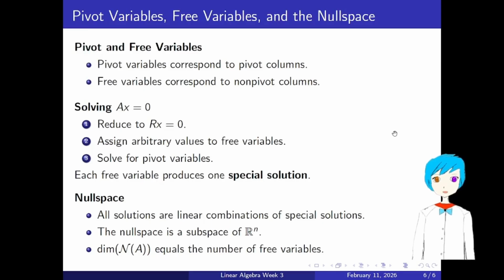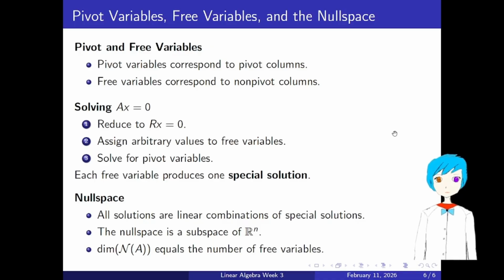Given the echelon form, we can define the pivot and the free variables. Pivot variables correspond to the pivot columns, and free variables correspond to the non-pivot columns. When solving Ax equals 0, we can reduce it to Rx equals 0 and we assign arbitrary values to free variables. After that, we can solve for pivot variables. Each free variable produces one special solution.